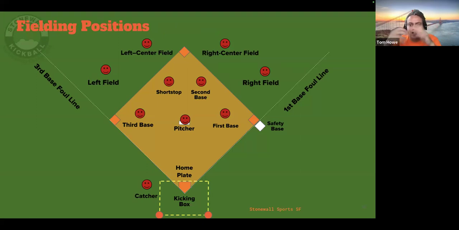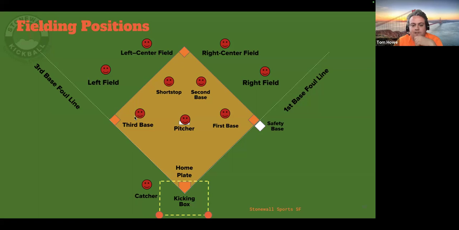So each and every play or episode of kickball is going to start and end with the pitcher, as we'll discuss. Then there's going to be four other individuals within what we would call the infield. So the infield consists of everybody who is playing within the baseline. So you've got the second baseline here, the third baseline here. Everybody within that diamond is the infield.